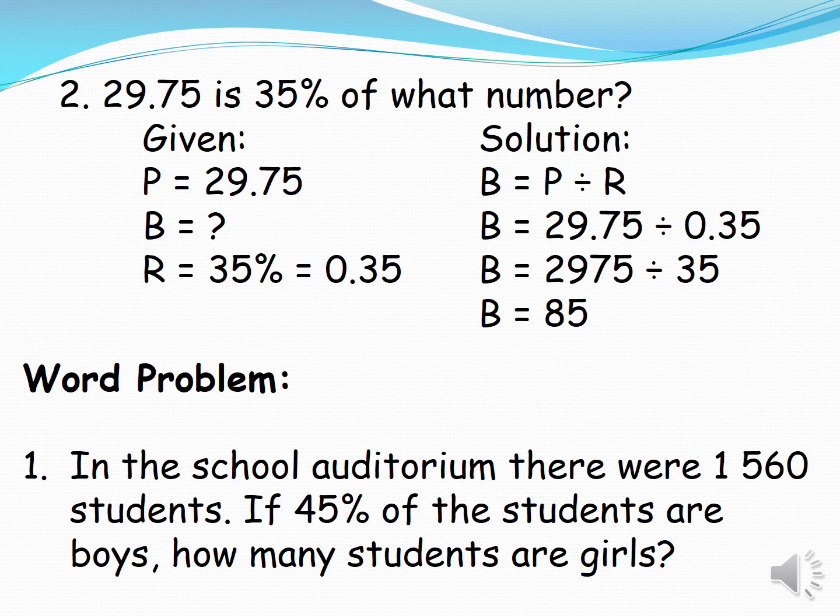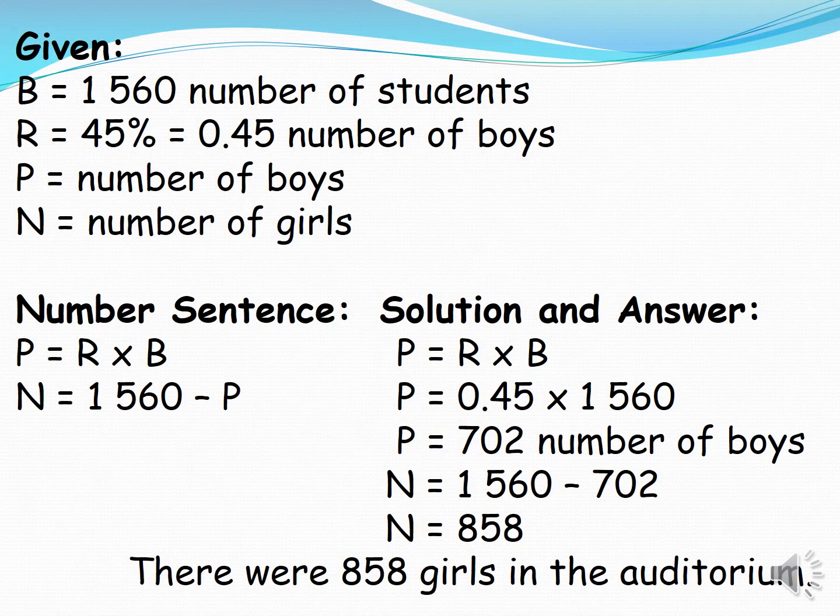Problem number 1. In the school auditorium, there were 1,560 students. If 45% of the students are boys, how many students are girls? Given: base is equal to 1,560, the number of students, rate is equal to 45%, equal to 45 hundredths in decimals. Percentage is the number of boys. N is equal to the number of girls.